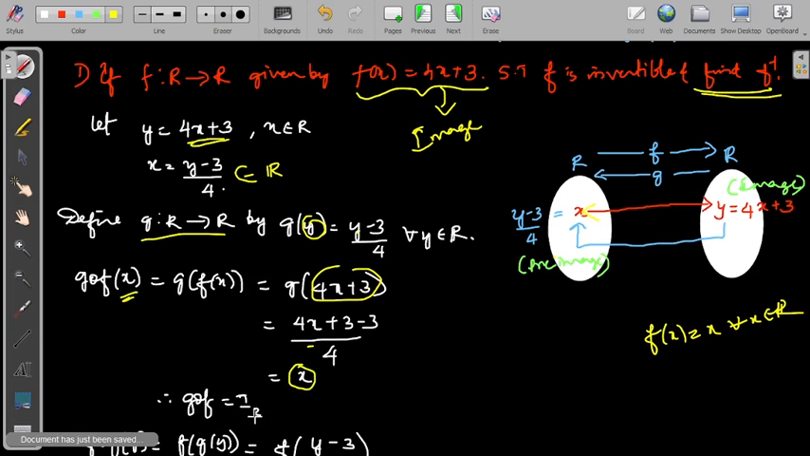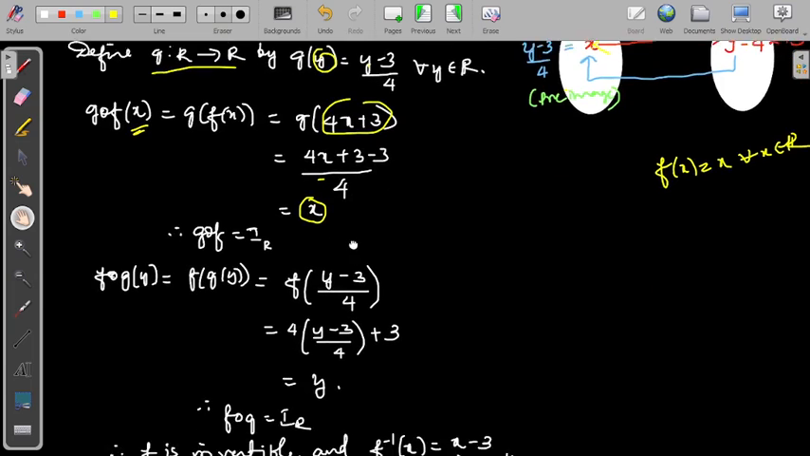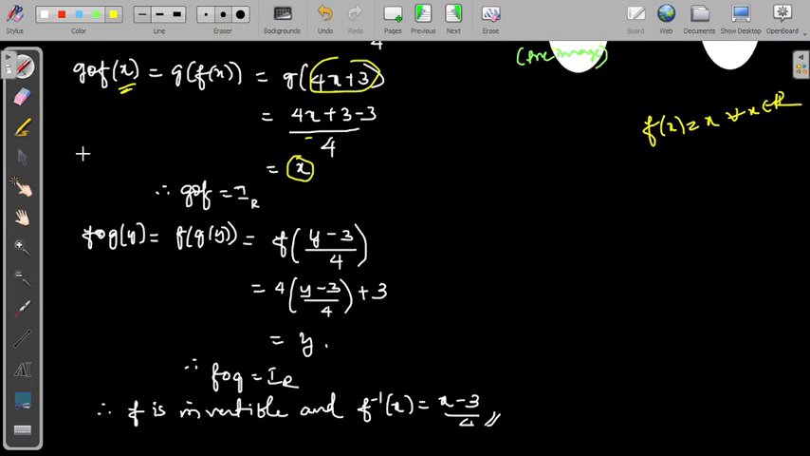Therefore, g composite f is an identity function with the domain of f as R. So I into R, IR. Similarly, you find out f composite g of y. So f composite g of y is nothing but f composite g of x, I don't write that, because g has the input y. F of g of y. G of y is y minus 3 divided by 4.